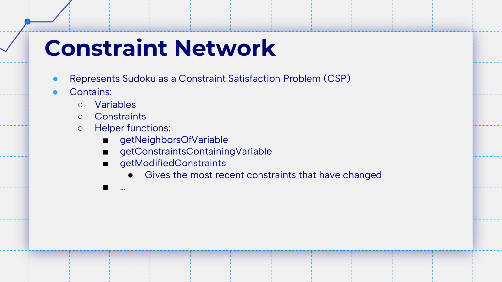Now we have the constraint network class, which represents the Sudoku game as a constraint satisfaction problem. This class contains variables, their constraints, and many helper functions. Here are some of the most helpful ones which you can use without implementing them yourself, such as getting the neighbors of a variable or getting modified constraints. Get modified constraints gives you the most recent constraints that have been changed. This function is super useful for the forward checking you will be implementing in minimal AI. Also, make sure to take a look at the descriptions of these methods and what they return.